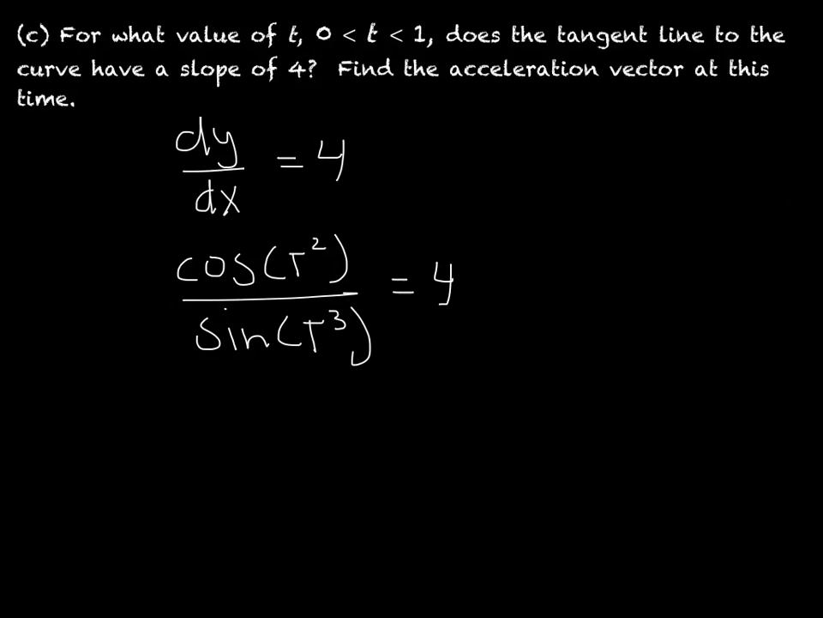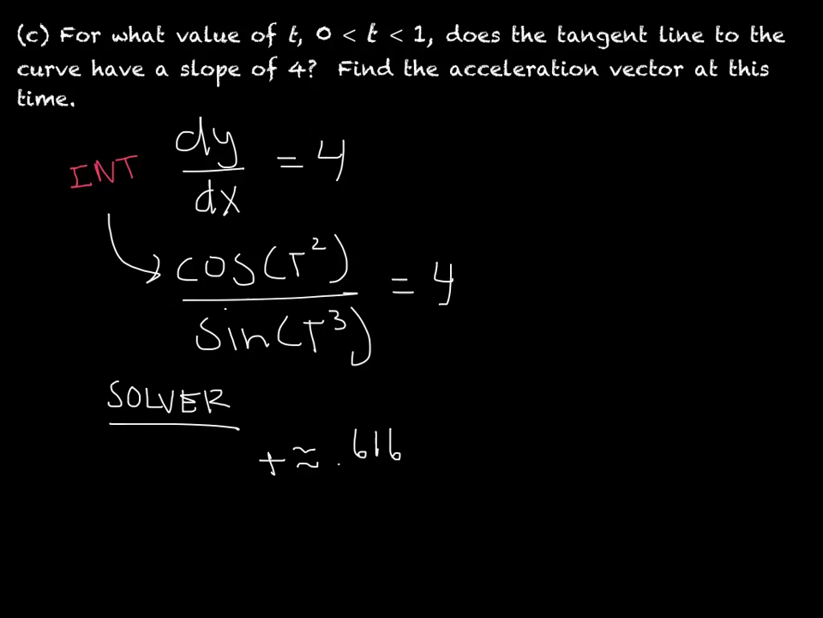We want to use our calculator, and I would suggest using your solver feature on your TI-Nspire if you have that. If not, if you have a TI-89 or 84, you're going to have to graph this and find the intersection between the left curve and the right curve. Either way, you're going to get a time that is approximately 0.616.